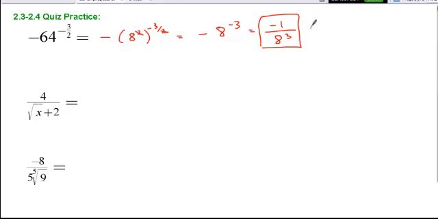So you can leave it in this form. You could also rewrite it as 8 cubed. It's not something that you would need to know. So again, you could write it as this answer. But if you expanded it out, it would be 1 over 512. So either of these would be okay.